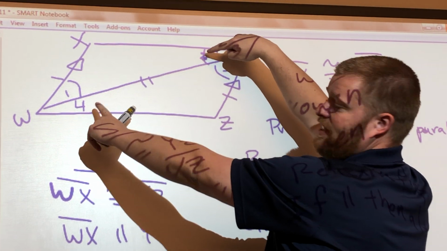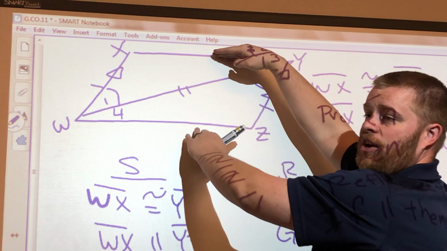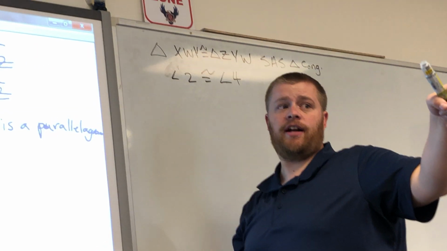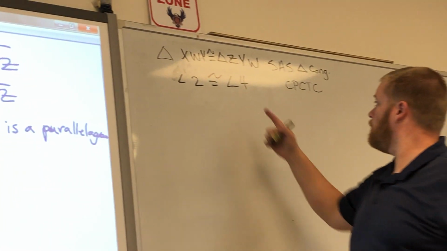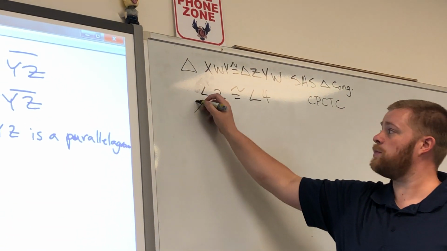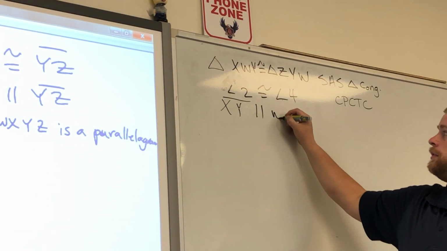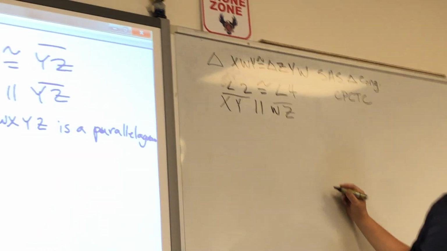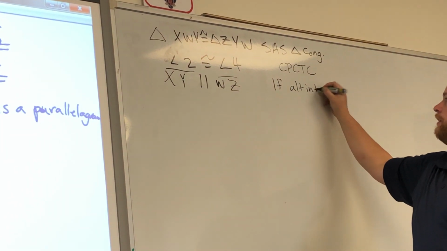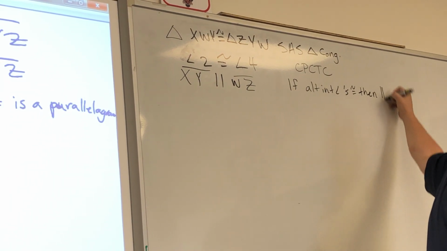Now that I've shown that these are congruent, if alternate interior angles are congruent, what do I know about the lines? They're going to be not congruent, they're going to be parallel. So now that I've got this stated, I can say that XY is parallel to WZ because if alternate interior angles are congruent, then the lines are parallel.